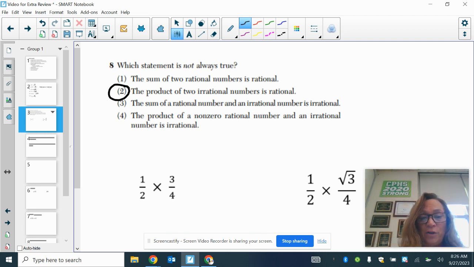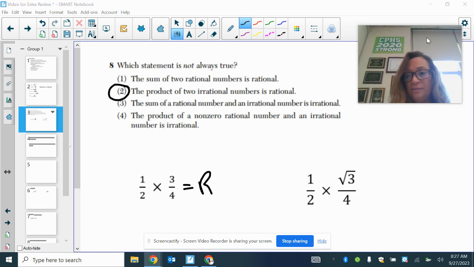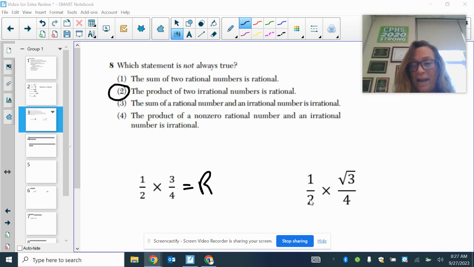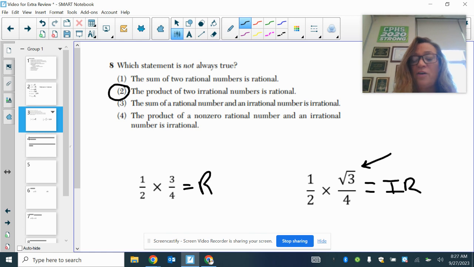Okay, if we look below, that's 1/2 times 3/4. Rational times rational will always equal rational. And if we look here, this is 1/2 times radical 3 over 4, which is irrational. That's going to equal irrational. Okay, even though that's a fraction, that's irrational because radical 3 is not an integer.